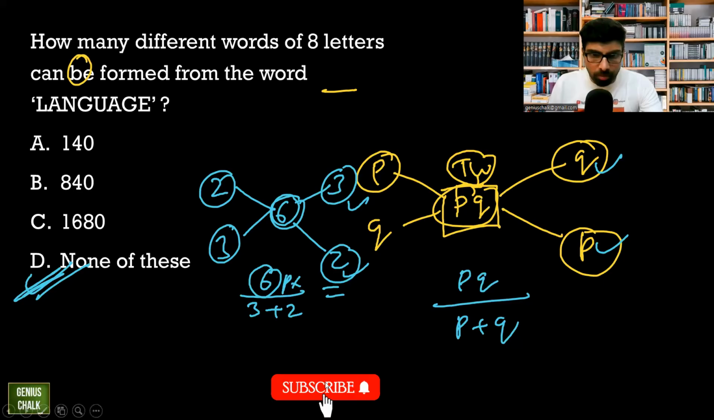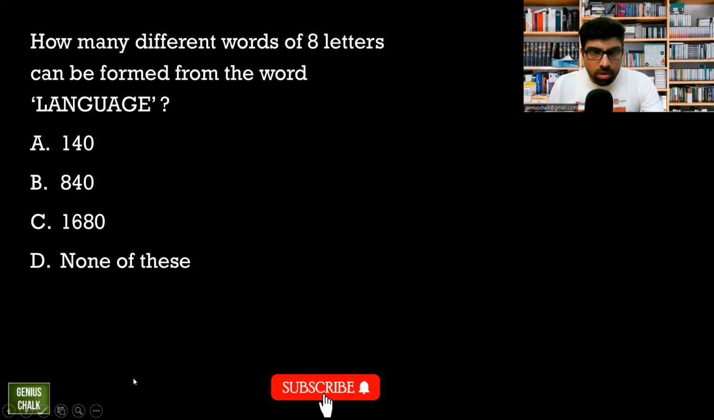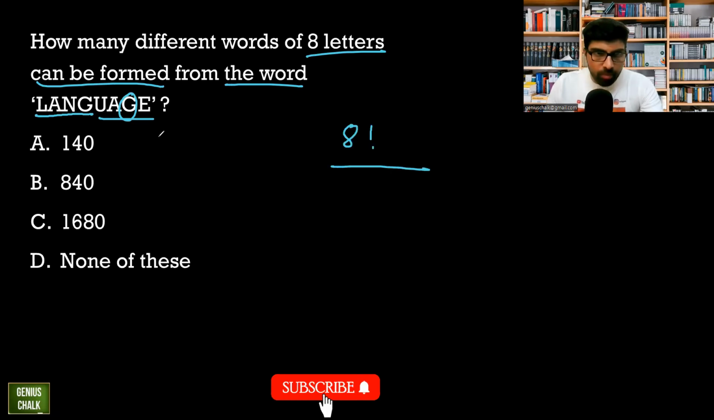The concept is the same. How many different words of 8 letters can be formed using the word LANGUAGE? You see, in LANGUAGE there are 4 and 4, 8 letters. So they will arrange in 8 factorial. But if there is some repetition, that will be considered as 1. So there are 2 G's which are repeating, so 2 factorial will divide, and A is also repeating, so 2 factorial will divide.